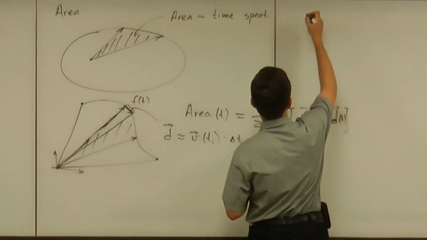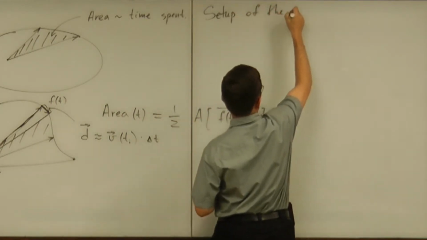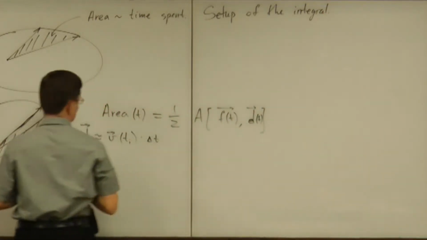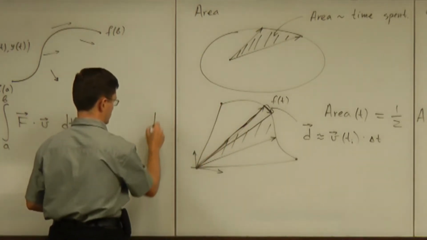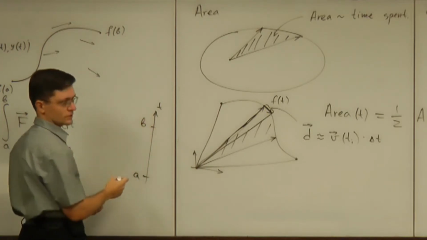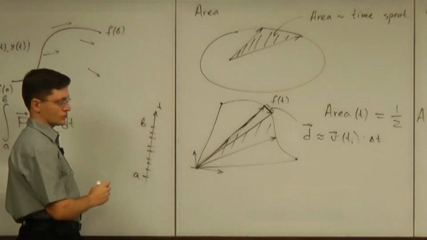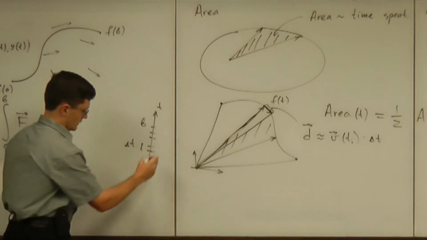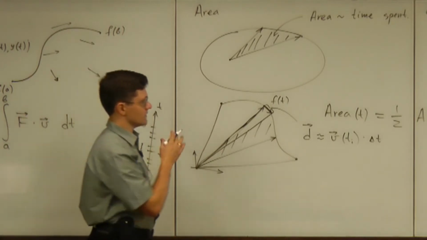So let's set up the integral. What is it that we do? Well, we think of time. The time runs from values a to b. We subdivide that time interval into short subintervals of length delta t. Those times are denoted ti, so that's just standard notation.